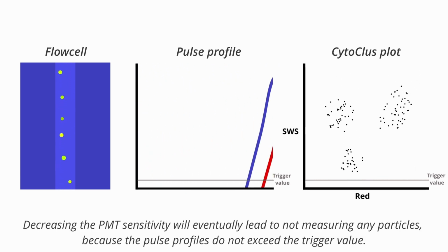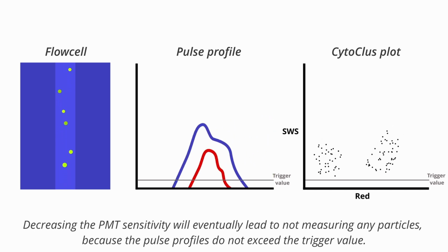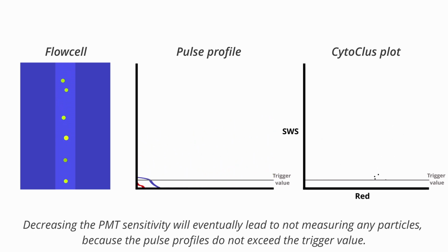Decreasing the PMT sensitivity will eventually lead to not measuring any particles because the pulse profiles do not exceed the trigger value.